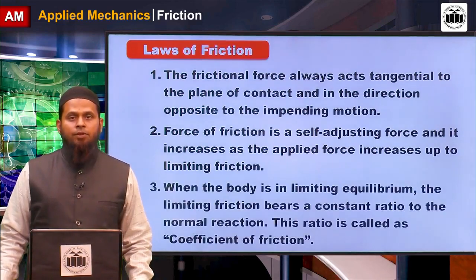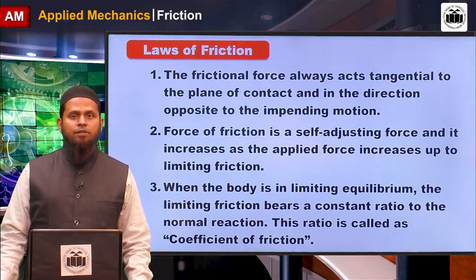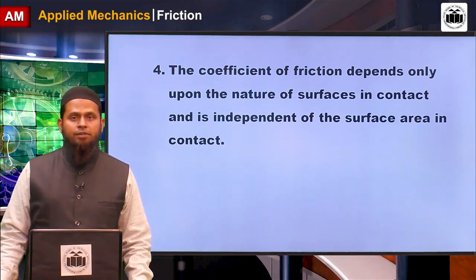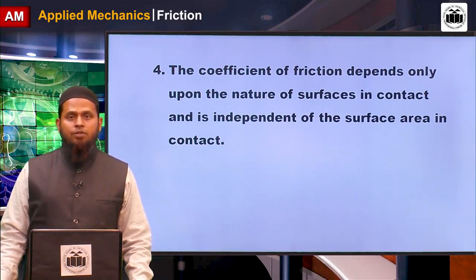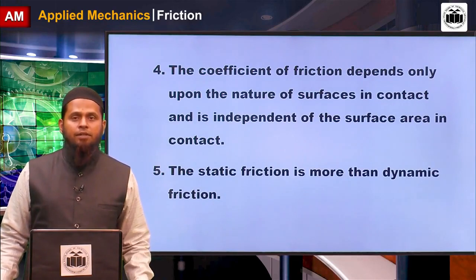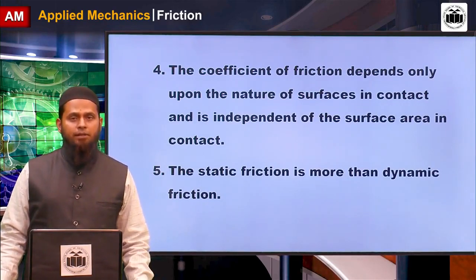Next, when the body is in limiting equilibrium, the limiting friction bears a constant ratio to the normal reaction. This ratio is called the coefficient of friction. The coefficient of friction depends only upon the nature of the surface, whether it is rough or smooth. It is not dependent on surface area. And static friction is always more than dynamic friction.